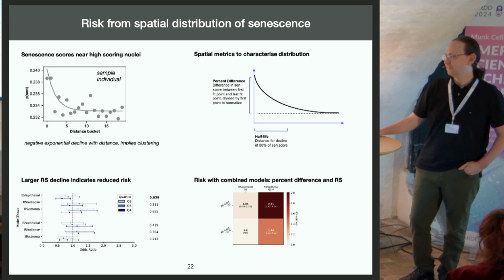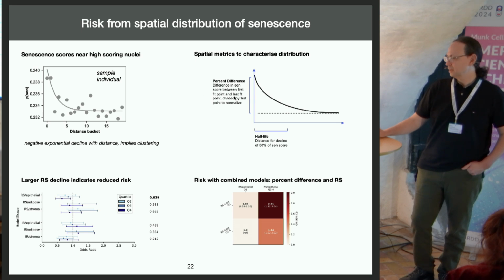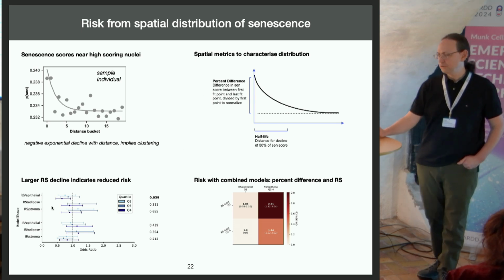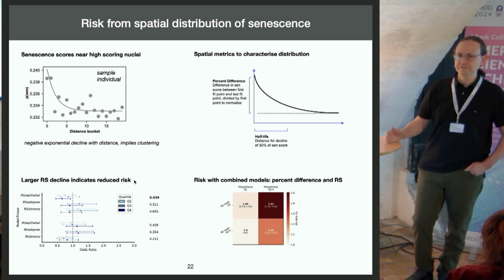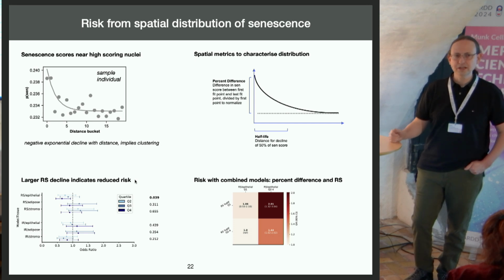To the left is an individual sample, and then we tried to measure it with some different metrics, like percent difference or the half-life of the curve. And we found significant results here as well: independently of the rate of senescence that I talked about, the pattern of senescence affects the risk of cancer.